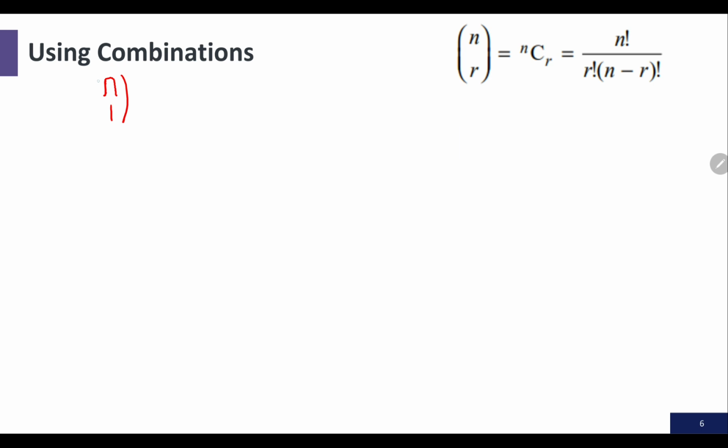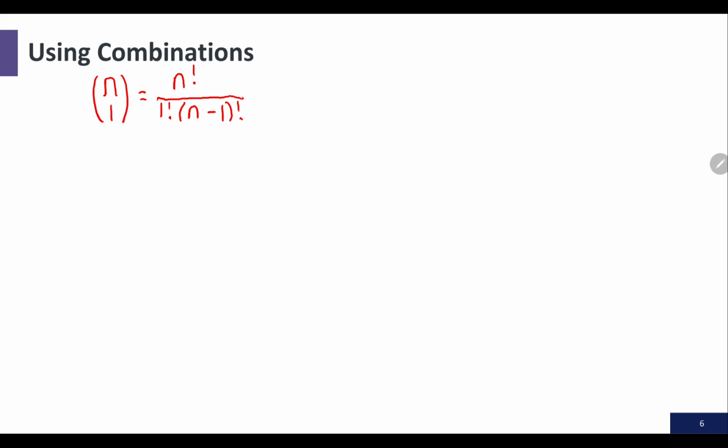So all I'm going to do is follow this formula. You can see I've got n is the same as n, but my r is equal to 1. So the numerator is going to be n factorial. The denominator is going to be r factorial, so that's 1 factorial, multiplied by n minus 1 factorial.